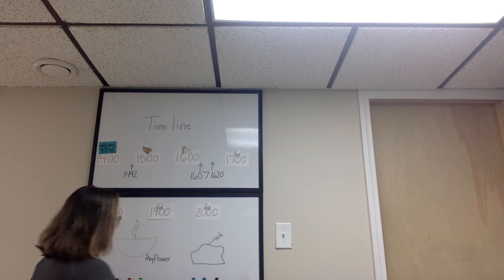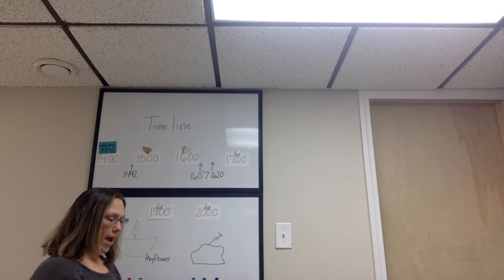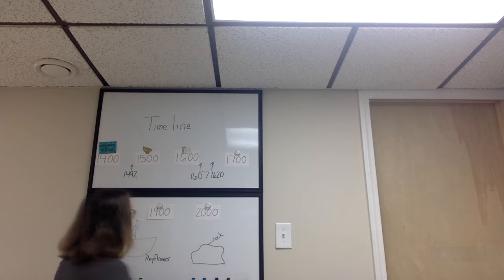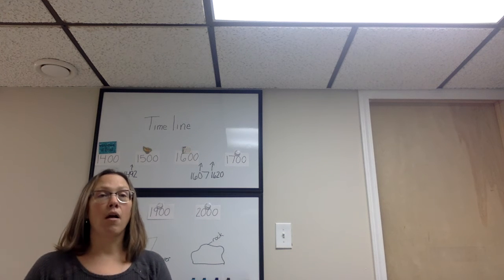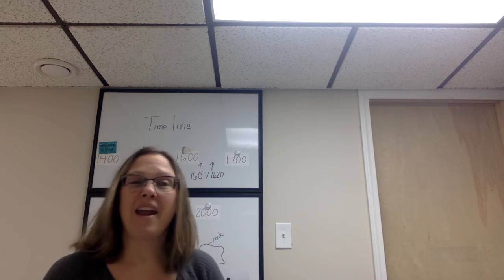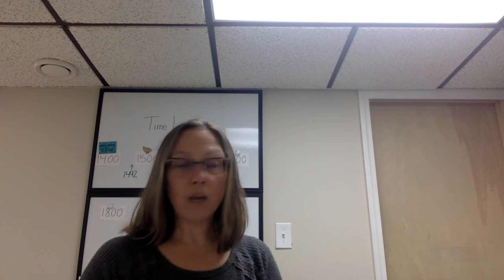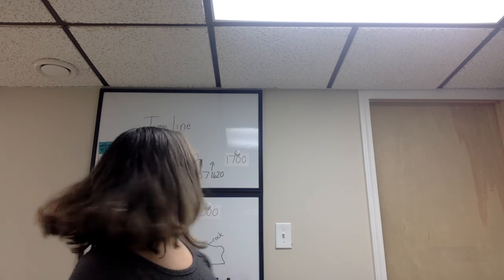Once they were at their colony, they called it Plymouth Rock, and they had to build log houses. And you could add those log houses to your drawing. Mrs. Johnston has chosen just to draw the ship and the rock to represent.